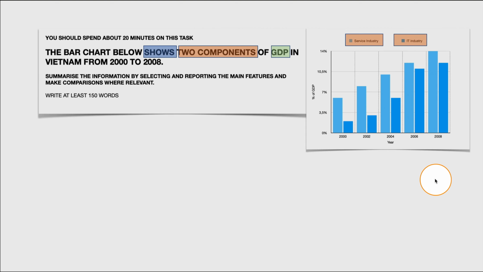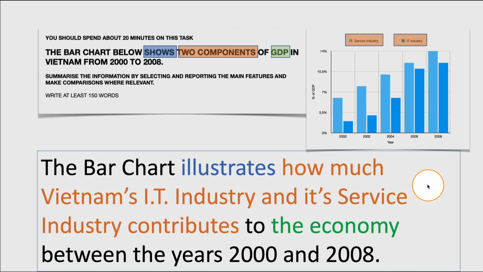Now, what we need to do is write the introduction by paraphrasing. So the bar chart stays the same. We've got rid of below and we've changed shows to illustrates. And now here it says two components of GDP, and we can see here it's the service industry and the IT industry. So to paraphrase, we could name them. So the bar chart illustrates how much Vietnam's IT industry and its service industry contributes to the economy between the years 2000 and 2008. So you can see there how we've just paraphrased the exact description of the graph.